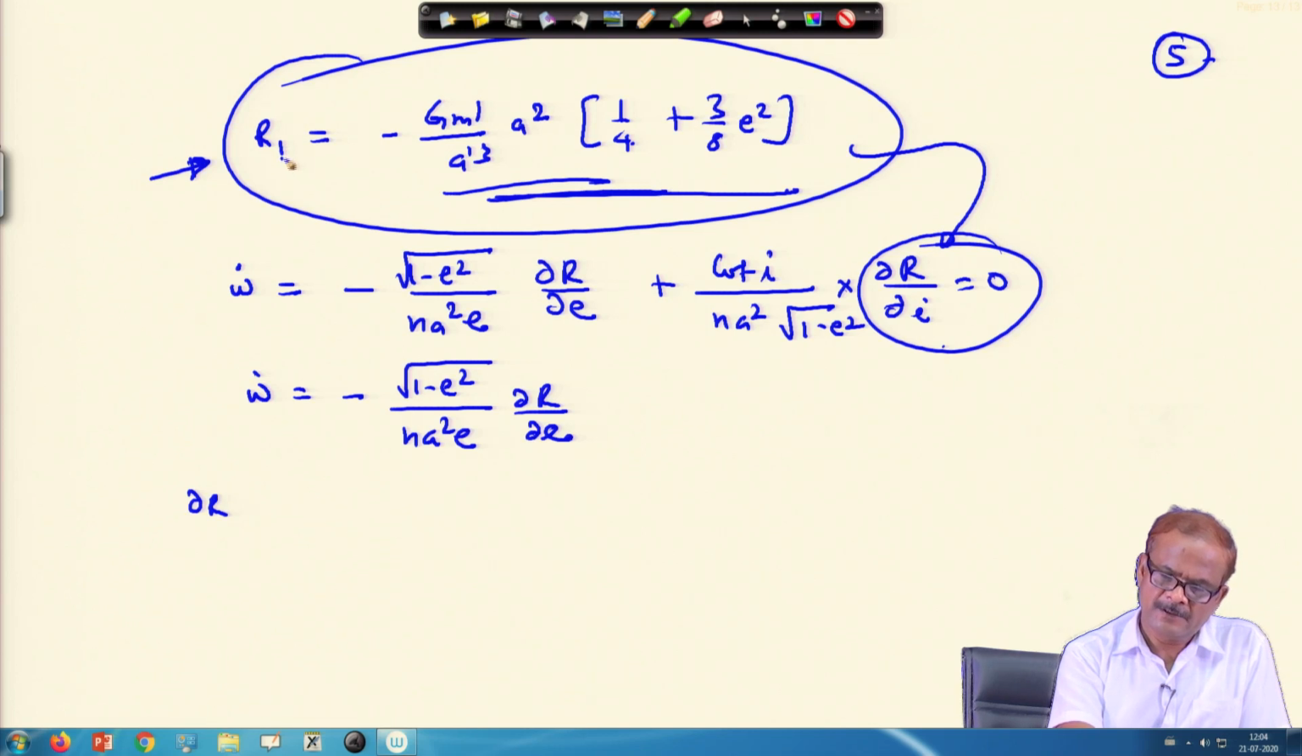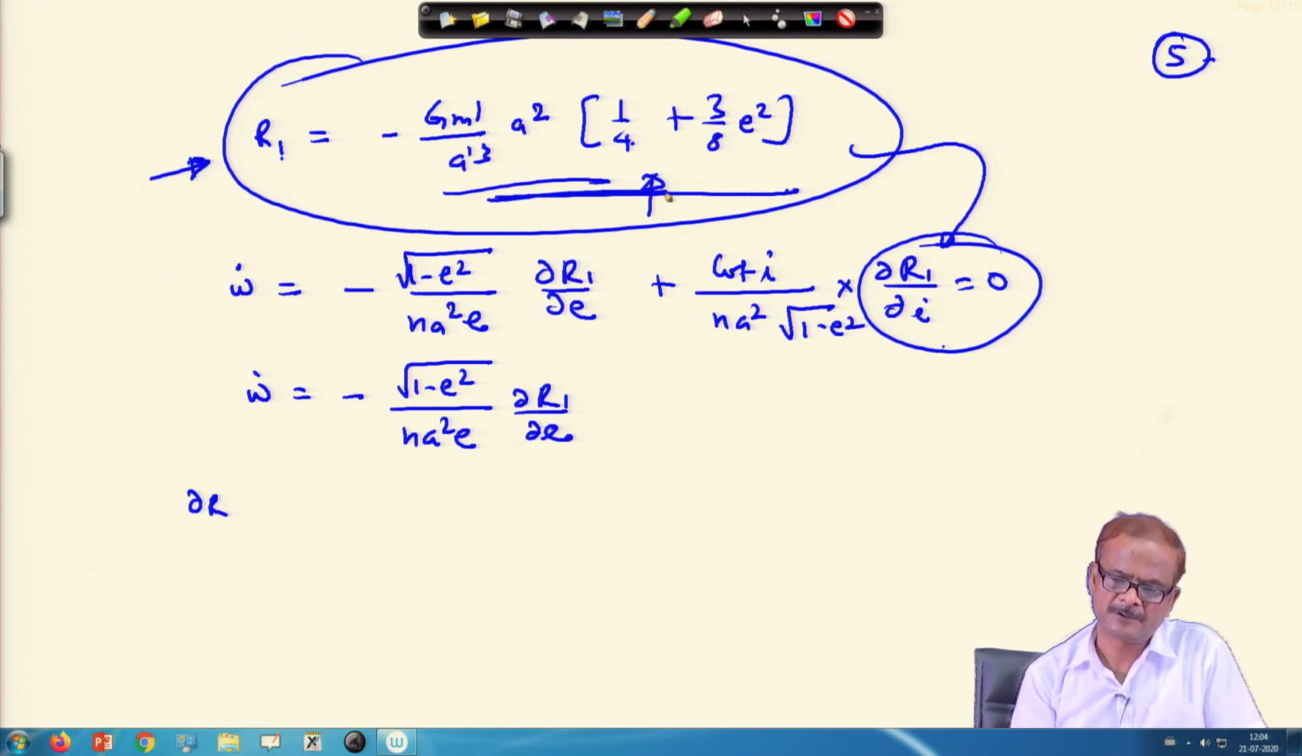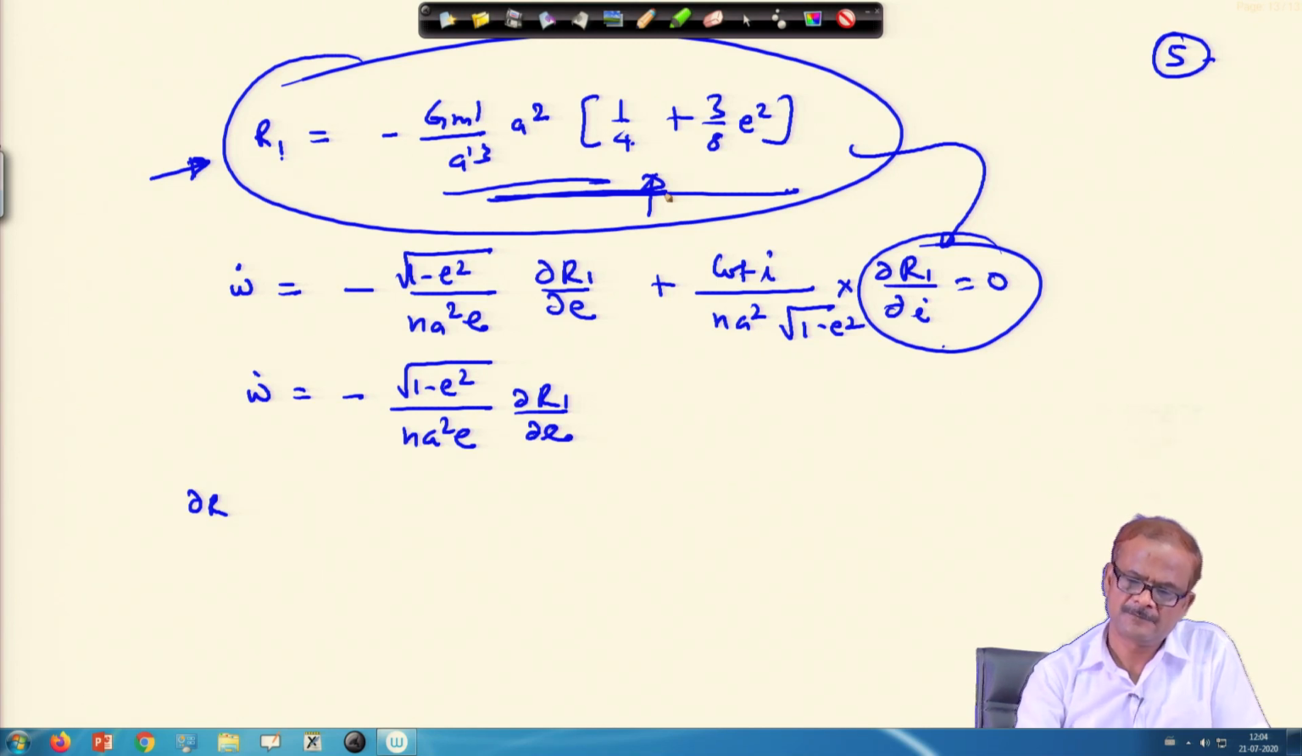Here we have replaced this by R 1. So let us write this as R 1, because we are just looking at the effect of this term. We are not looking at the effect of all the terms; we are separately looking at the effect of different terms. So this term will give rise to the secular perturbation, meaning it is time dependent. Okay, secular means time dependent.